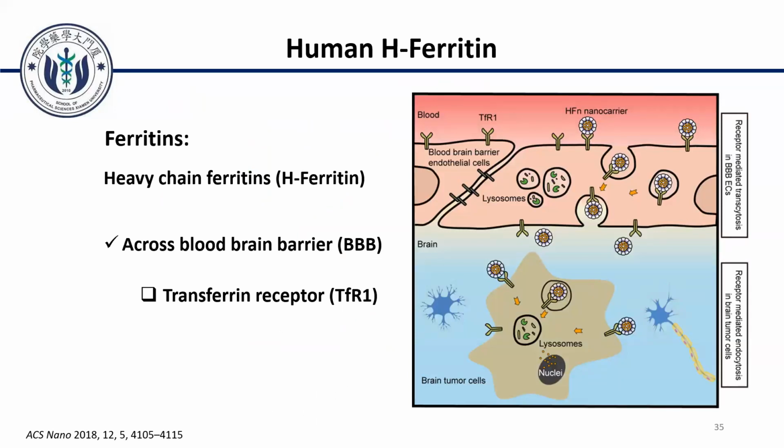And one of the interesting parts of this protein is that it was reported in ACS Nano in 2018 that heavy chain ferritin is able to cross the blood-brain barrier easily. If you are interested in this type of nanocarrier, especially ferritin, I would suggest you read this paper. In this case, it was said that the protein can bind to the transferrin receptor here. That's one of the reasons it can easily cross the blood-brain barrier and then go to the brain tumor cells.